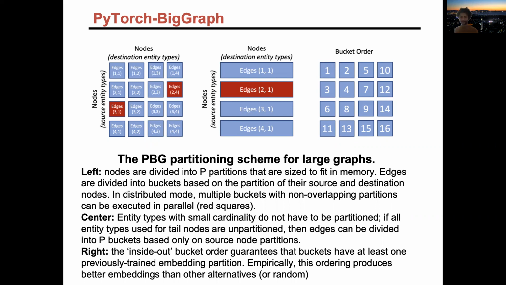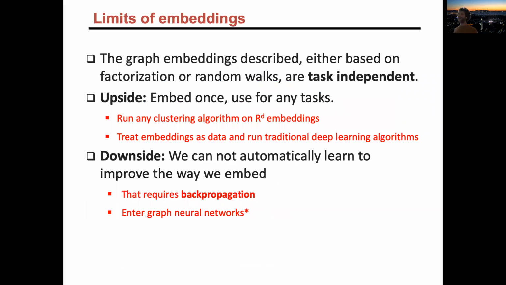Let's go into the last part of the lecture, and I'm going to finish by saying embeddings are great. What we described so far, either based on factorization or random walks, are task independent, meaning the user gives the graph, or the user gives the data on which some graph is generated using some similarity function. And then some embedding is generated using these random walks or factorization-based methods. The task is not defined. Whether we want to classify or do regression is not defined. So we have no way to optimize the way we do embedding to the task. That's the downside. We cannot automatically learn to improve the way we embed.